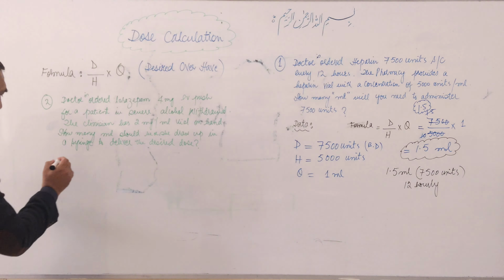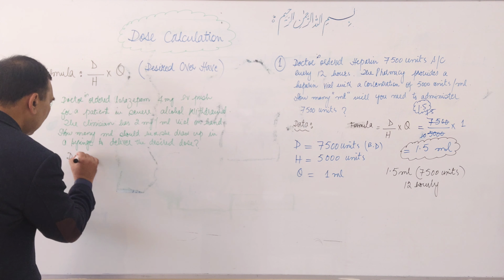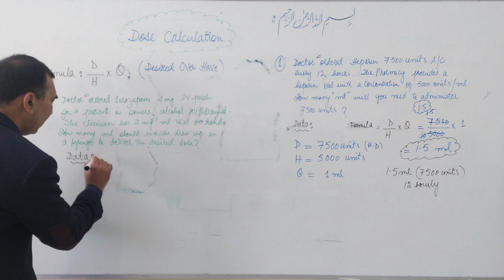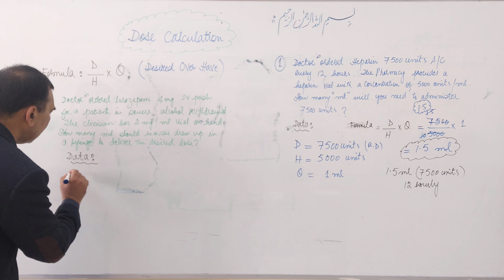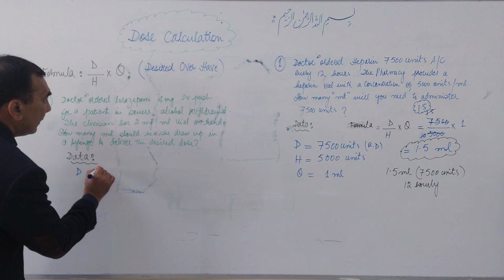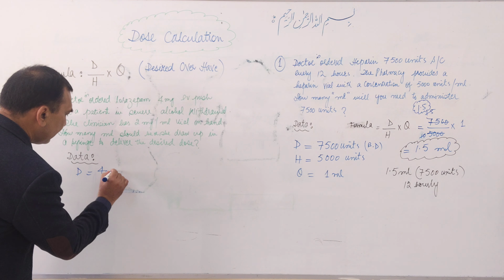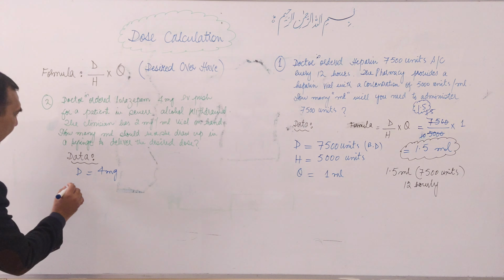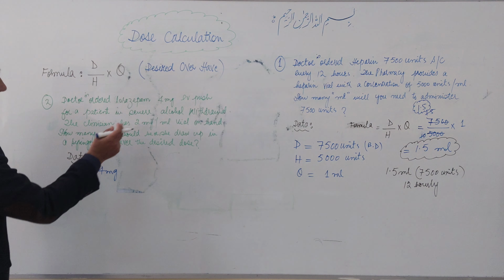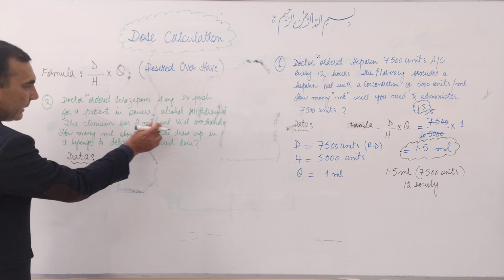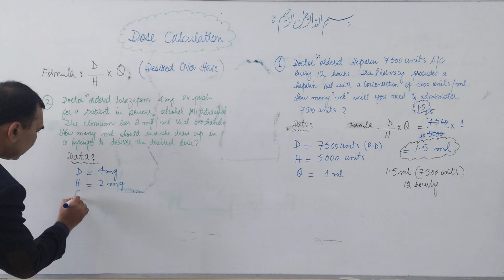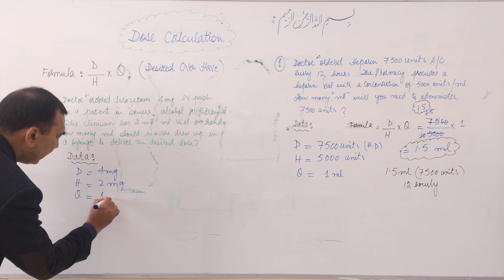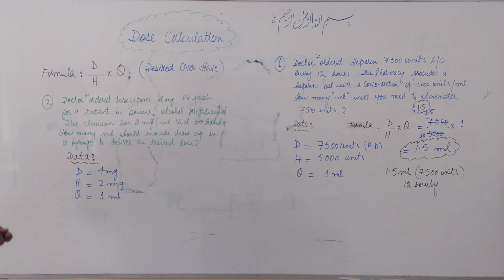Now we will abstract the data from the given example before solving it through the desire over have formula. D is 4 milligrams, the doctor's order. H, the drug which is available, is 2 milligrams per ml. What is Q? In how much ml? In 1 ml.